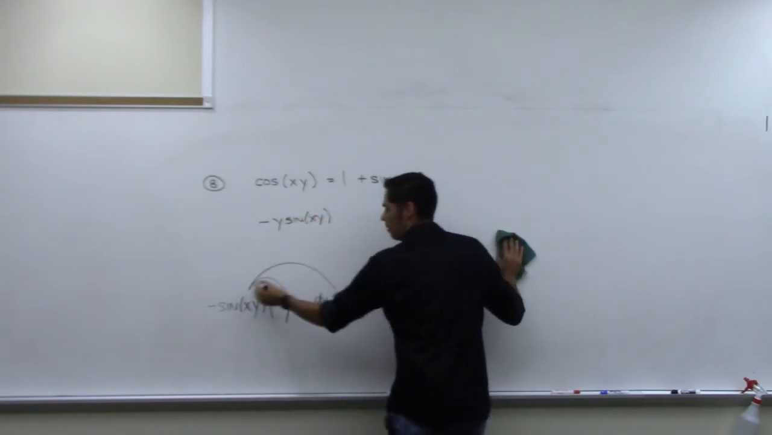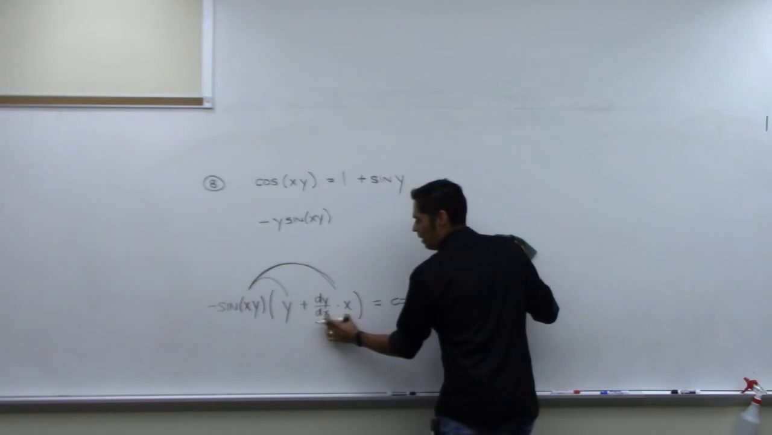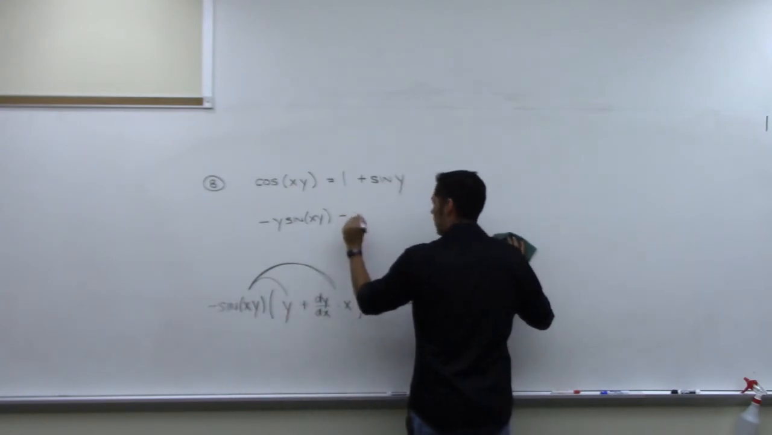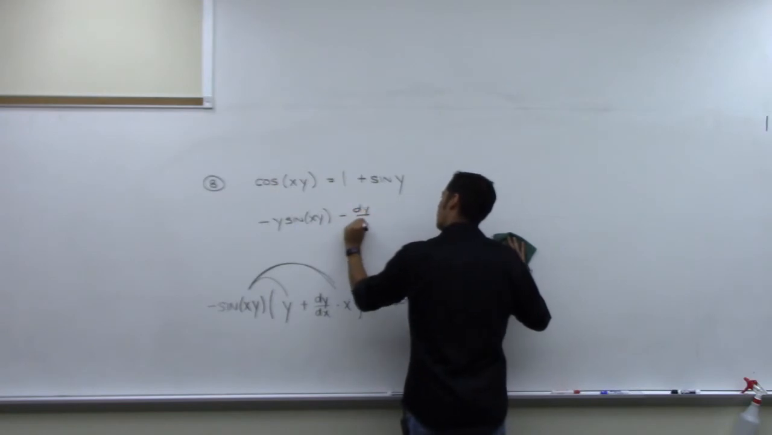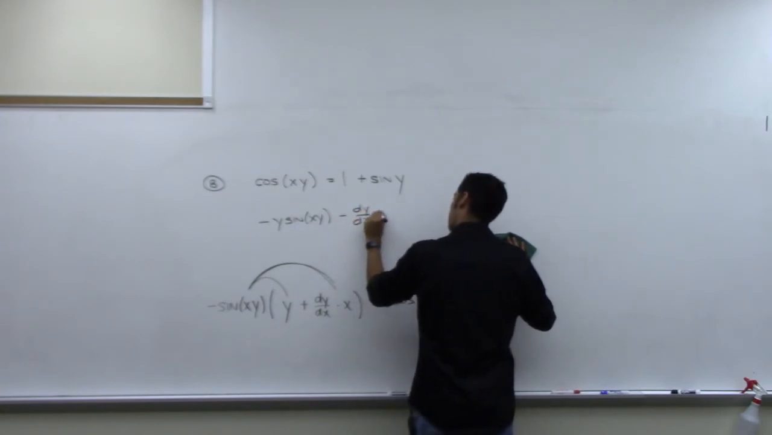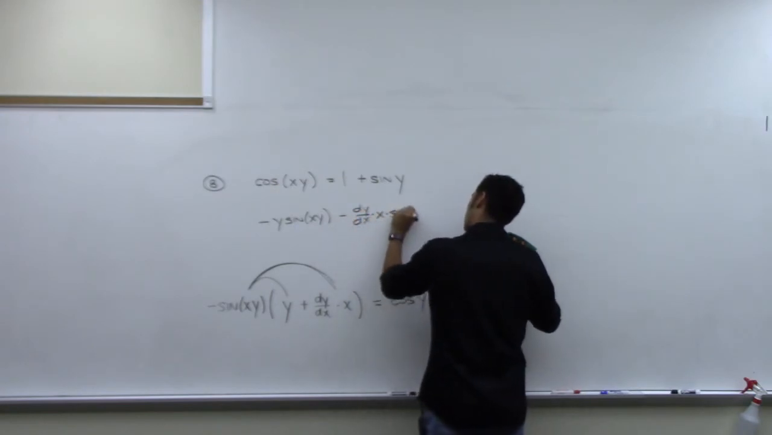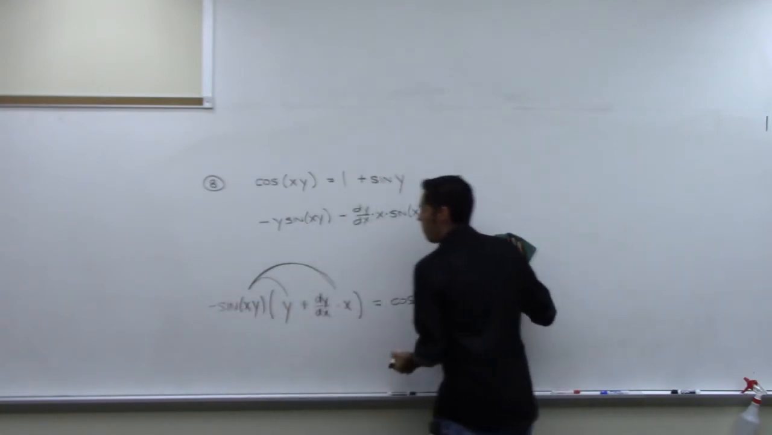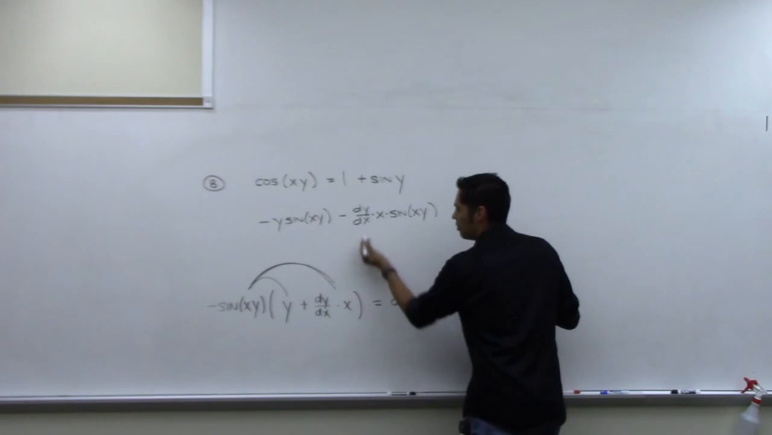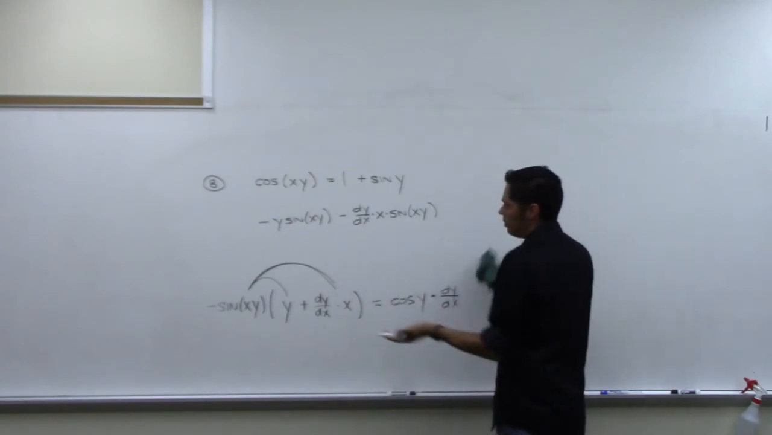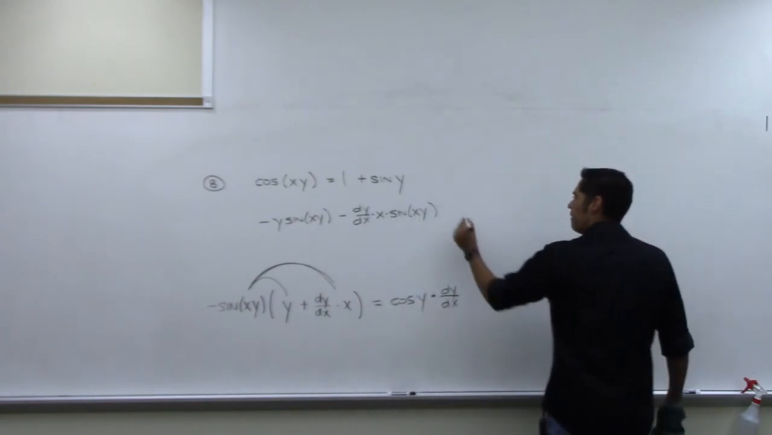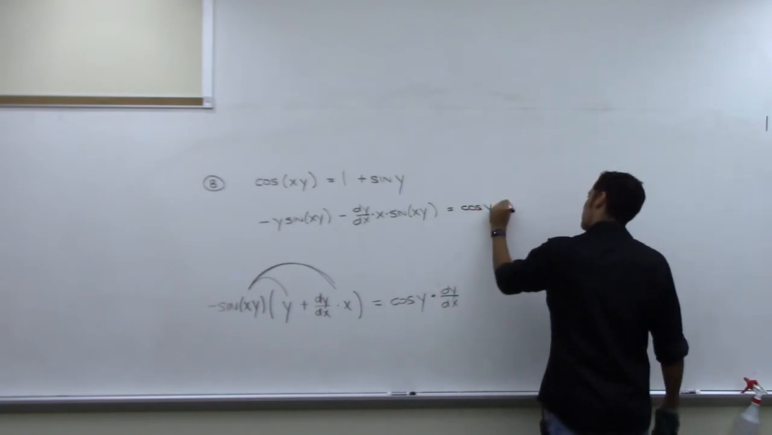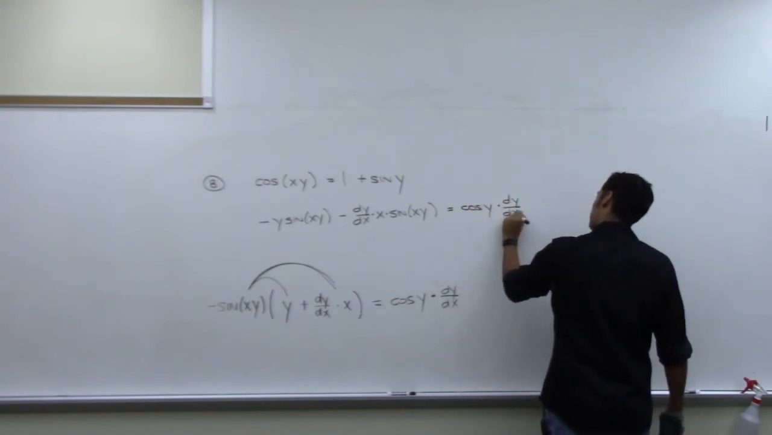Now when I go here to here, this stuff right here, I'm just going to slap it in front. So minus, it doesn't really matter how I write this, I'll just write dy dx times x times sine of xy. So I kept the negative, because it was negative here. And then I just put these two factors in front of the sine xy. And now I've distributed, there's no more parentheses, equals cosine y times dy dx.